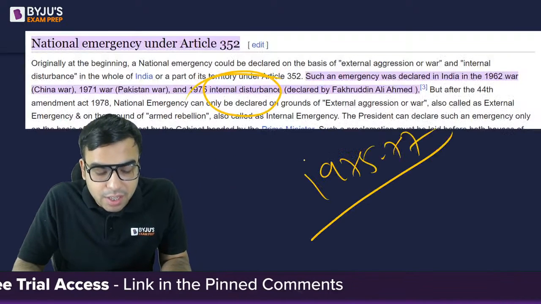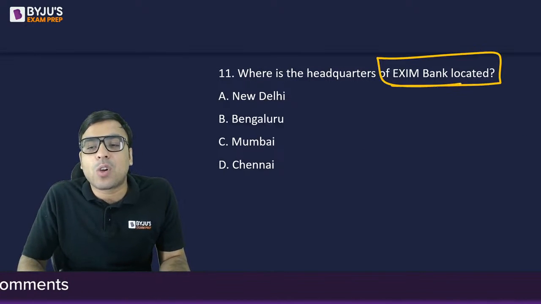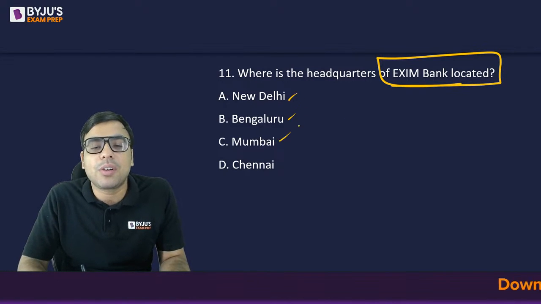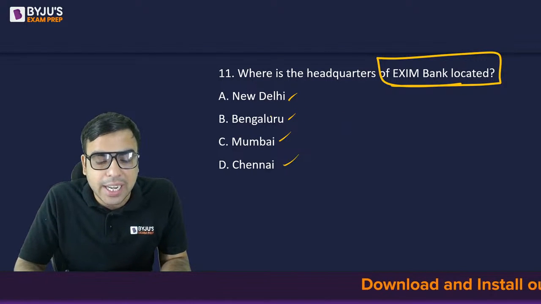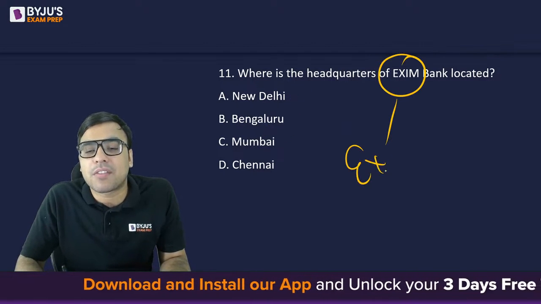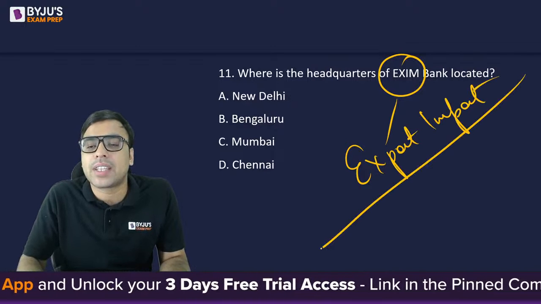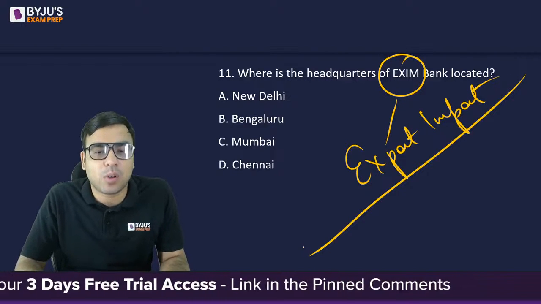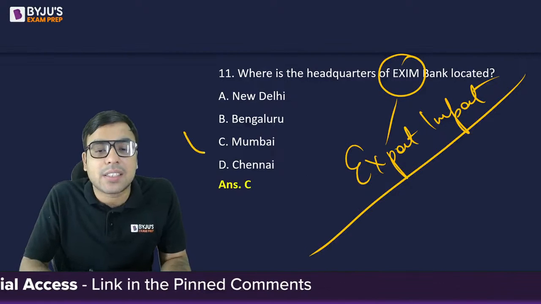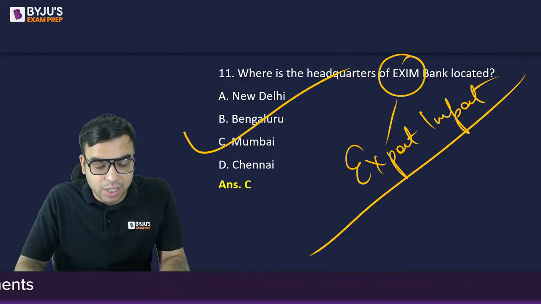Okay, yes. The next is, where is the headquarter of Exim Bank located? New Delhi, Bengaluru, Mumbai, Chennai. What is the right answer to this question? Exim Bank, Export Import Bank इसका full form है, Export Import Bank. Where is the headquarter located? New Delhi, Bengaluru, Mumbai, Chennai. The right answer is option C. Mumbai is the right answer to this question. Okay. Yes, Gauri, you all are right.